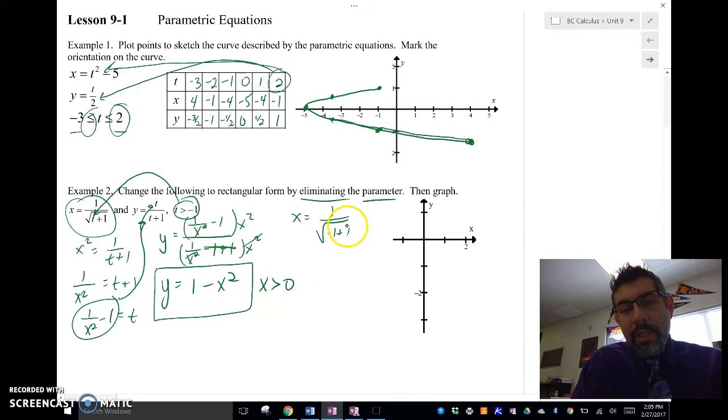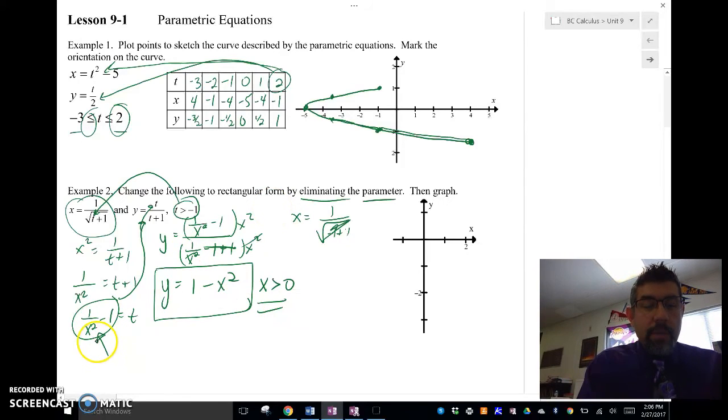Well, the bottom's going to be 0, right? So we can't have that happen. That's why t has to be greater than -1. But in our case, x is going to be greater than 0, so that we don't have this situation here where we have a domain restriction or a domain error.